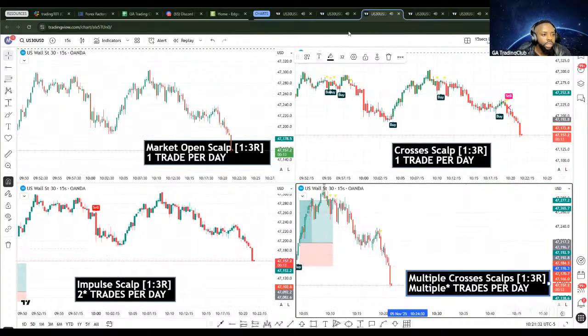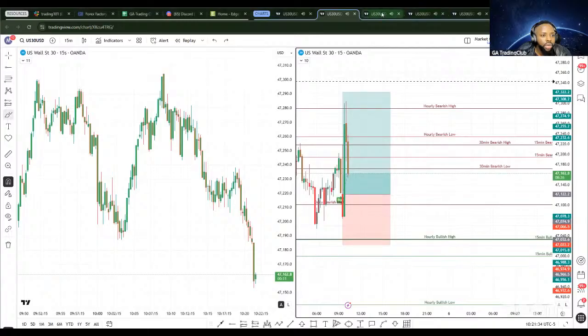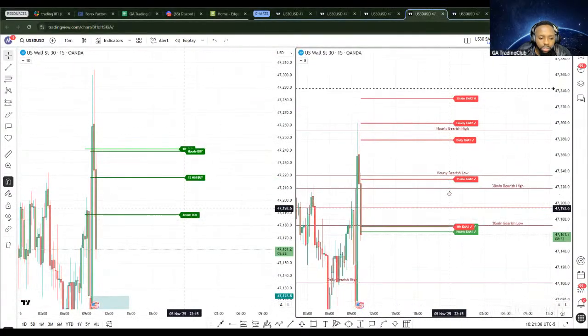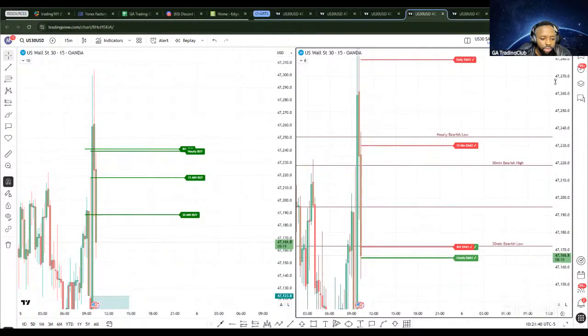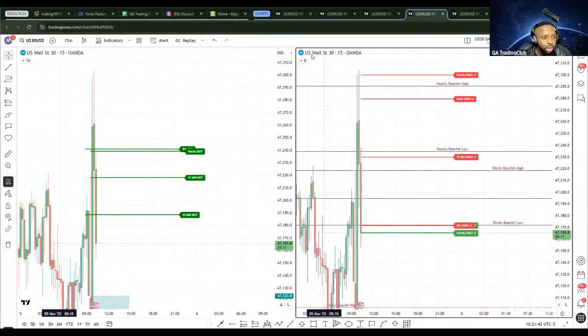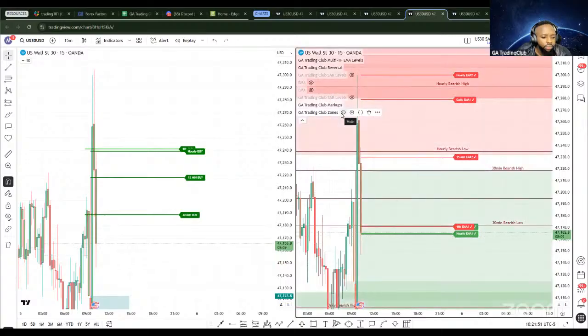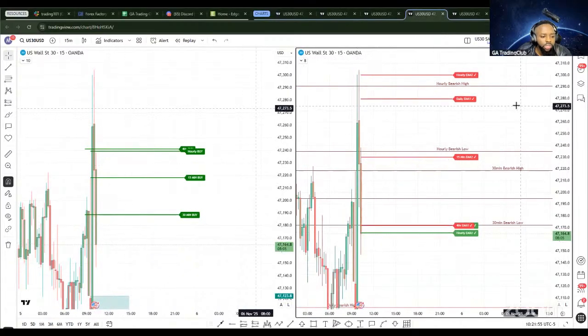So price has retested. Price has retested what? The 30-minute. I wouldn't take a buy here because we have a bearish order block. All right. So two things to interpret the move that's happening now.